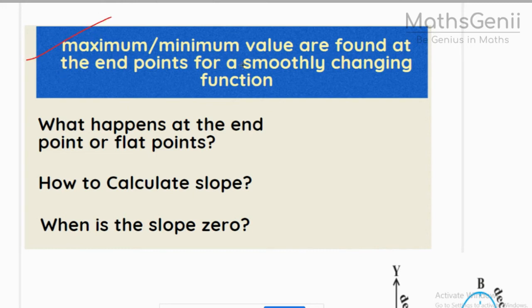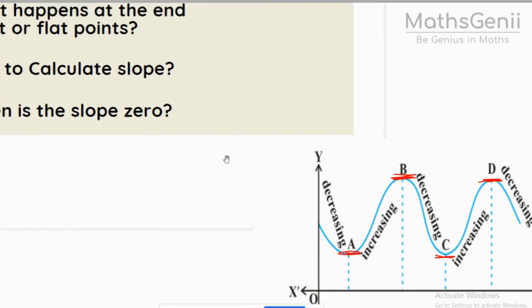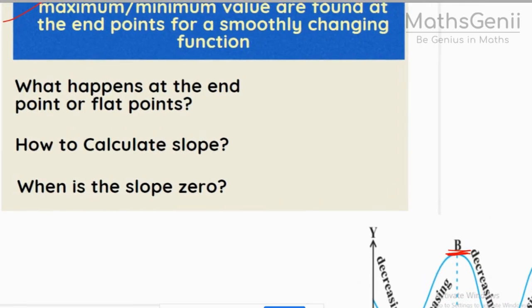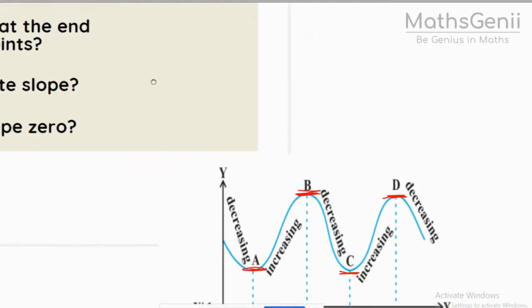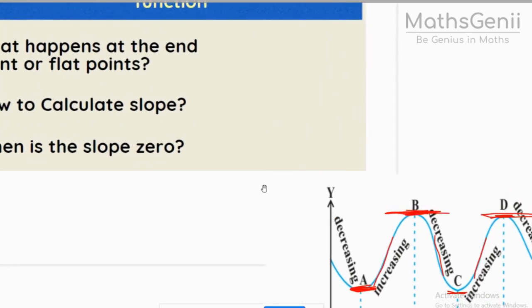Again, the same sentence that we saw: maximum and minimum values are found at the end points for a smoothly changing function. So these were the points of maxima and minima. But why do we have to use derivative to find the point of local maxima and local minima? What happens at the end point or the flat point? This is the slope, you agree? This is the slope, this line will be the slope. But at the end points, the slope is becoming zero. It's flat. The slope is zero.